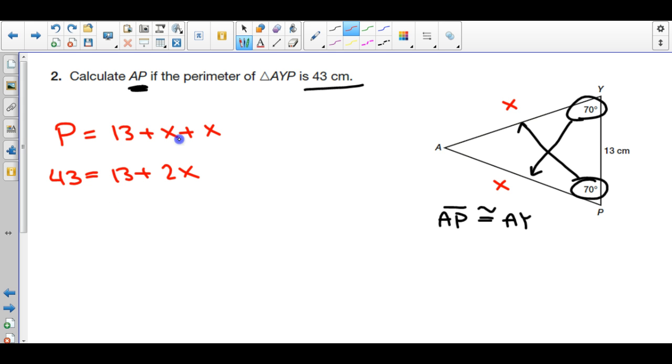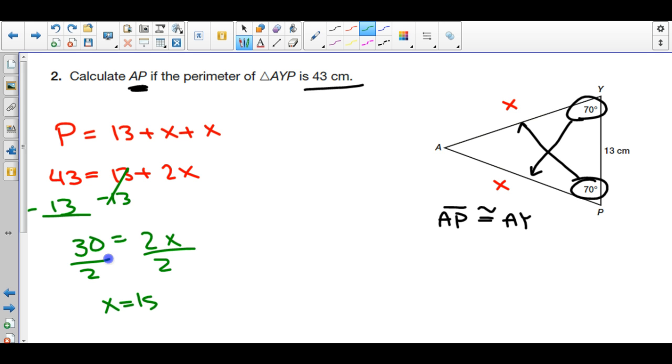So now let's do a little algebra. I'm going to subtract 13 on both sides. So I end up with 30 equals 2X. Divide both sides by 2, and X comes out to 15. So what that means at the very end is each of these sides is 15 centimeters. And the problem was just looking for the length of AP. So you would say that AP is 15 centimeters.